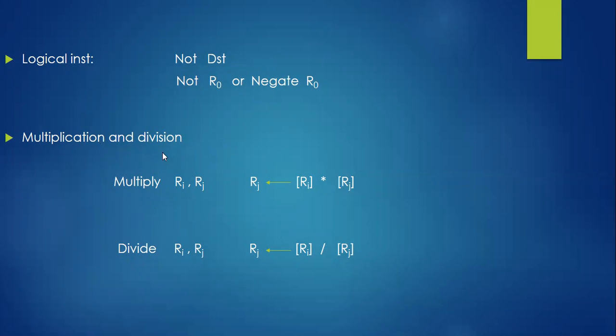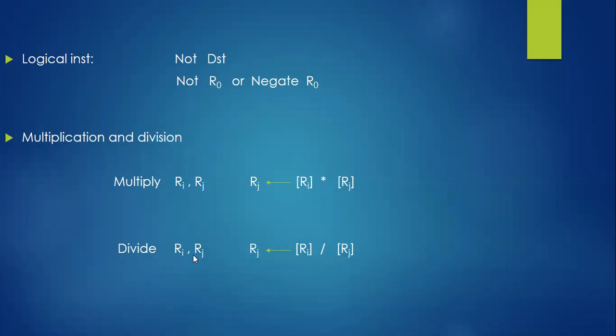Then for multiplication and division, in short form we will also use mul and div. So here, multiply and divide. I'm writing over here multiply Ri comma Rj. It means perform the multiplication between Ri and Rj. Whatever the content we have inside them, the multiplication should be performed between them and the result should be stored in Rj, because of source and destination, right? Multiply the values of Ri and Rj and the result should be stored in Rj, exactly.